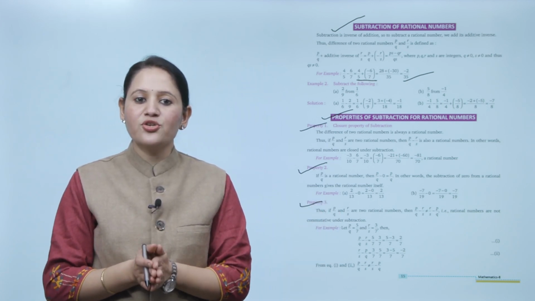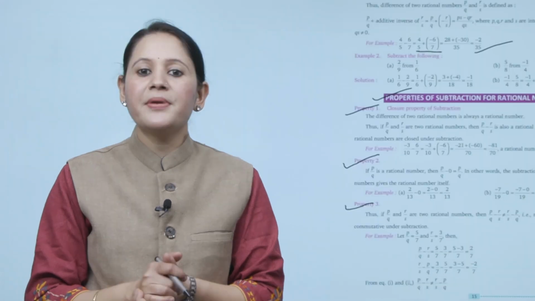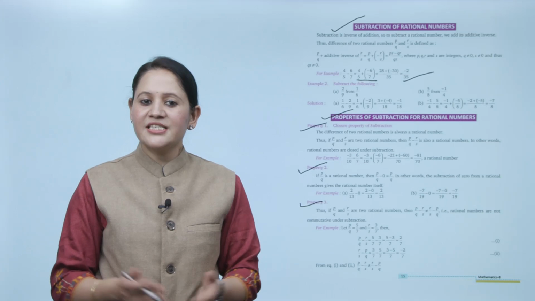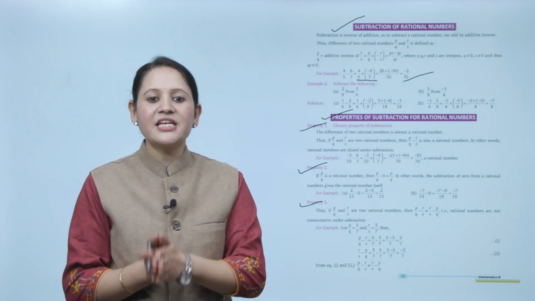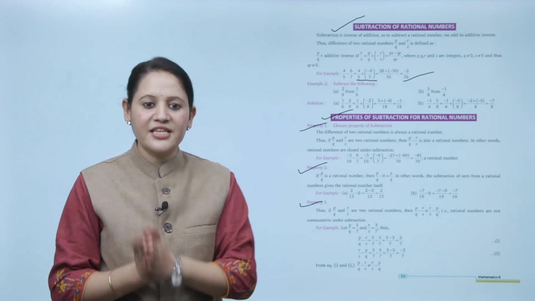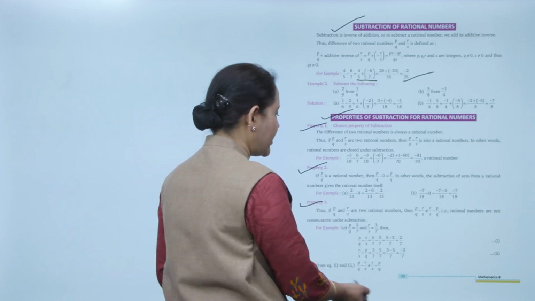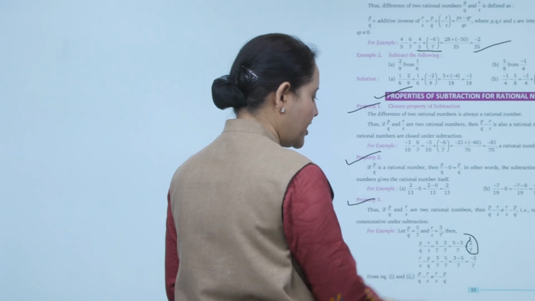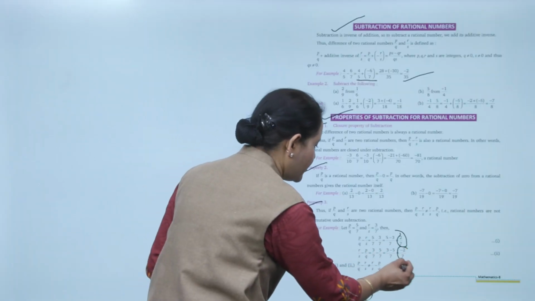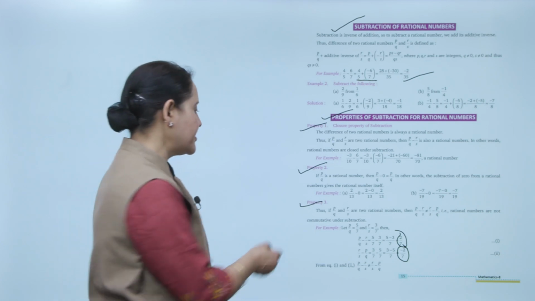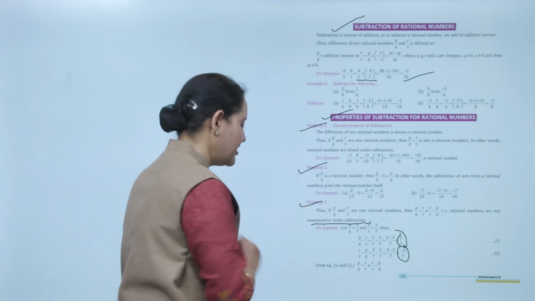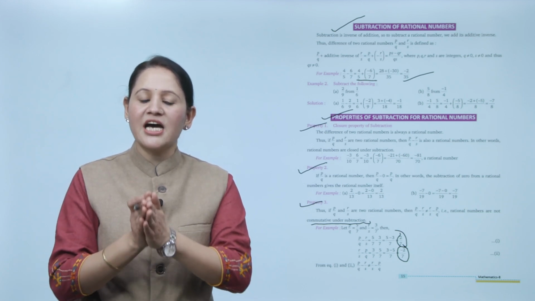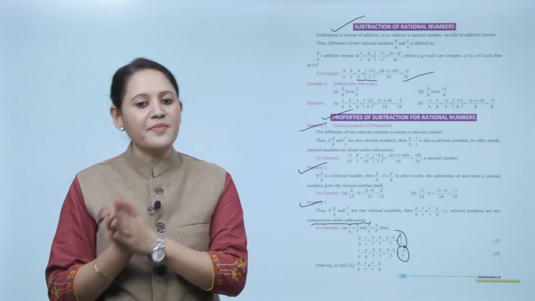Thus, if P upon Q and R upon S are two rational numbers, then P upon Q minus R upon S is not equal to R upon S minus P upon Q. For example, let P upon Q equal 5 by 7 and R upon S equal 3 upon 7. Then P upon Q minus R upon S is 2 by 7. If we change the order, R upon S minus P upon Q, we do it and the answer will be minus 2 upon 7. So subtraction is not commutative for rational numbers. So from equations 1 and 2, we get P upon Q minus R upon S is not equal to R upon S minus P upon Q.